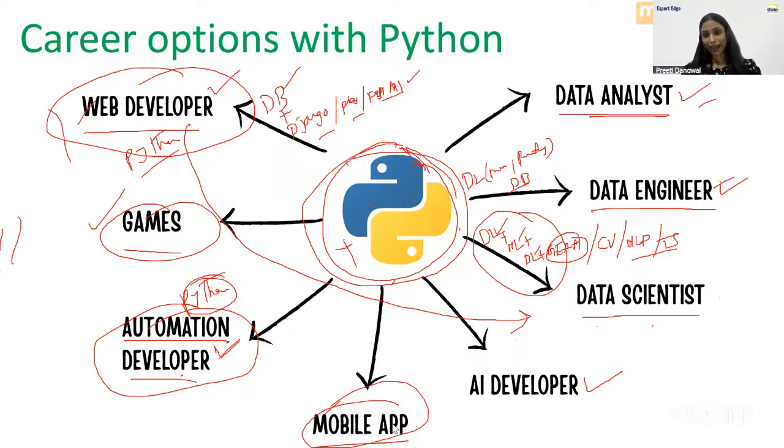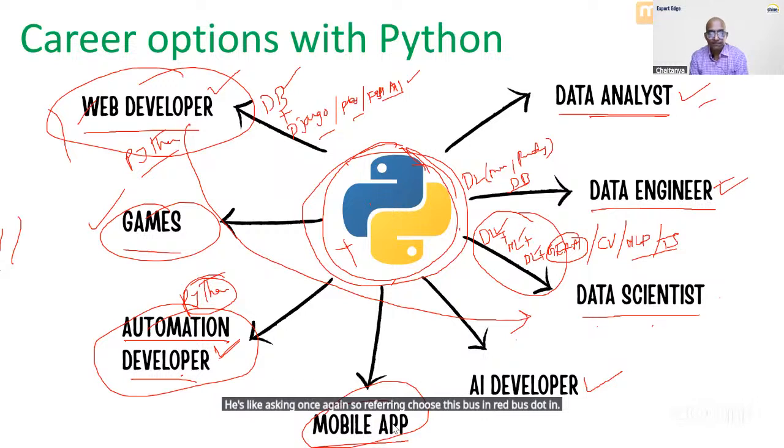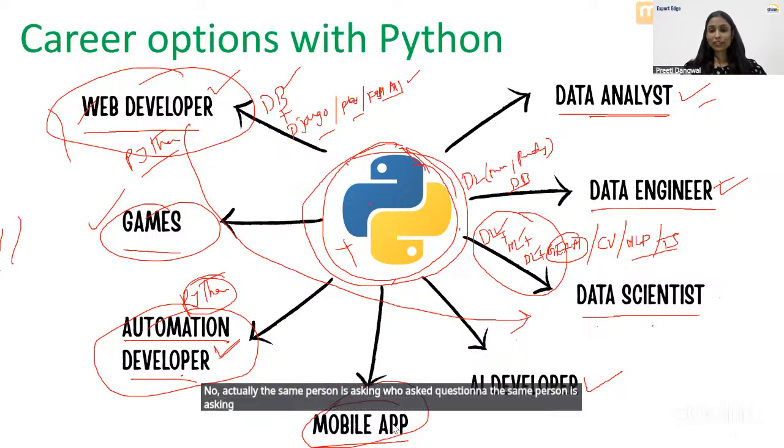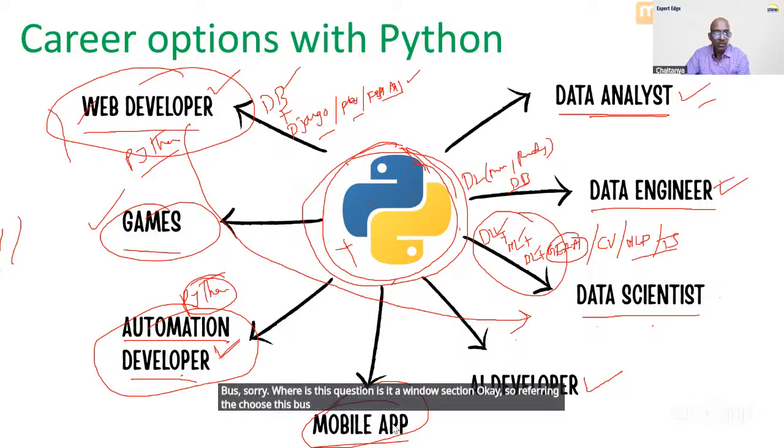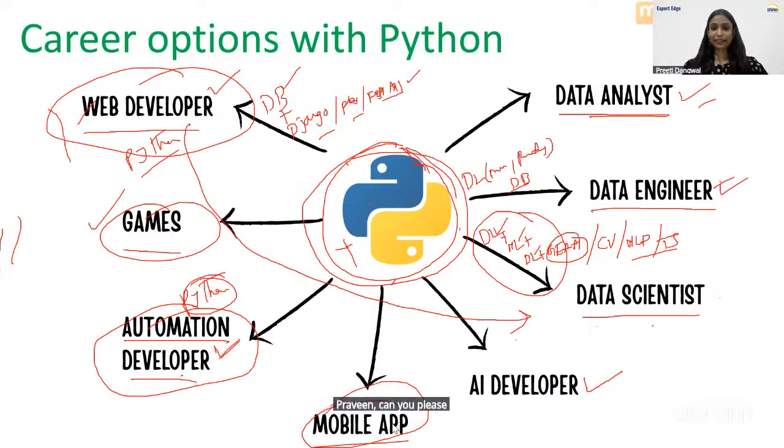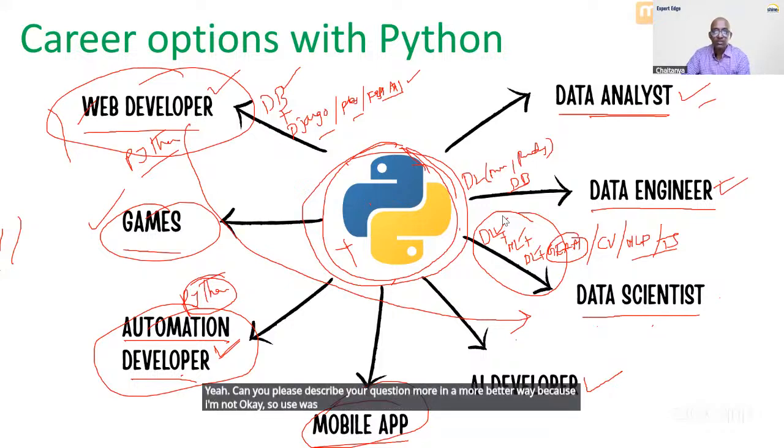He's asking once again, referring to choosing this bus in redbus.in. Okay. No, actually the same person who asked the question now is asking again. Sorry, where is this question? Is it in the Q&A section? Yes. Okay. Choose this bus in redbus. What is this bus? I am not getting what this bus means. Praveen, can you please write it once again? Can you please describe your question in a better way? Okay, choose a bus in redbus, yeah, for a lower price.